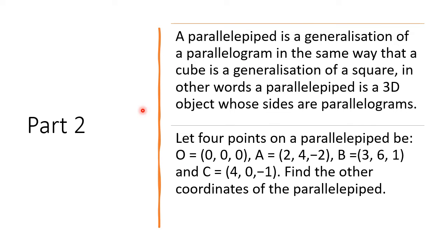Now, coming to part 2. A parallelepiped is a generalization of a parallelogram in the same way that a cube is a generalization of a square. In other words, a parallelepiped is a 3D object whose sides are parallelograms. Now, let 4 points on a parallelepiped be O, 0, 0, 0, A, 2, 4, negative 2, B, 3, 6, 1, and C, 4, 0, negative 1. Find the other coordinates of the parallelepiped.